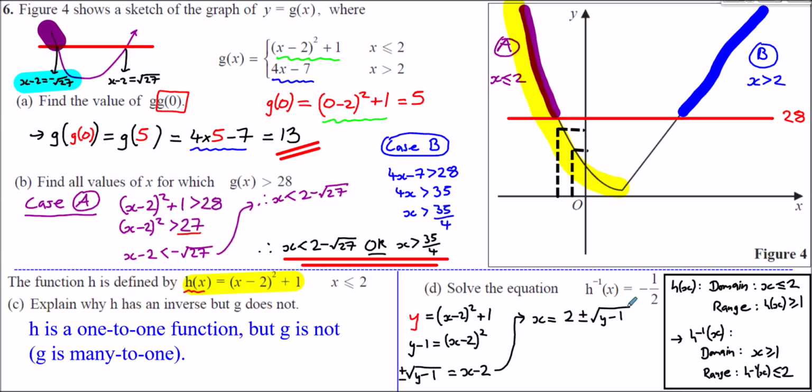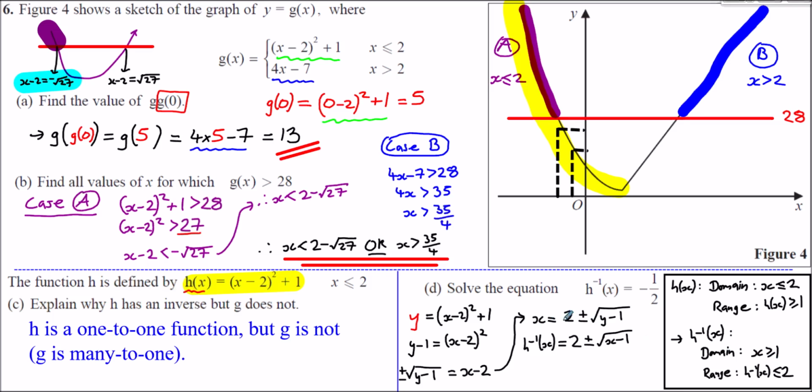of y minus 1. So the final step, once you've got x as a subject, we now replace x with h minus 1 of x. So therefore, h minus 1 of x equals 2 plus or minus, and then we replace finally the y for x. And I'll come back to this plus or minus in just a moment. I've not forgotten. So we want the range of h, the inverse function, to be 2 or less.